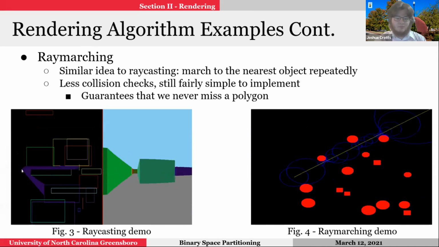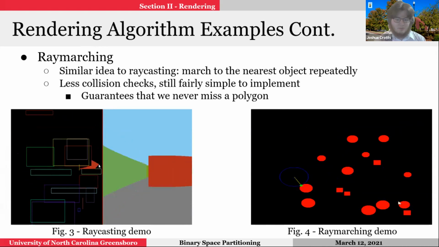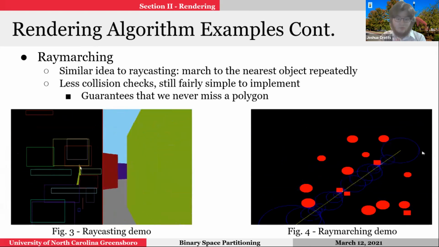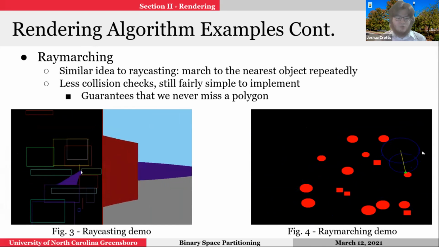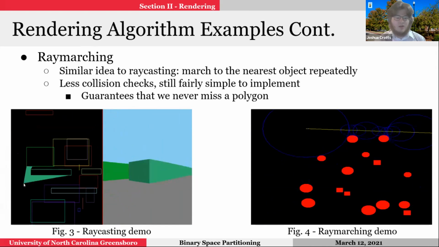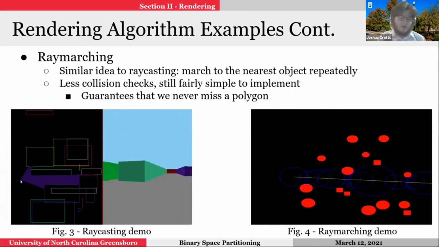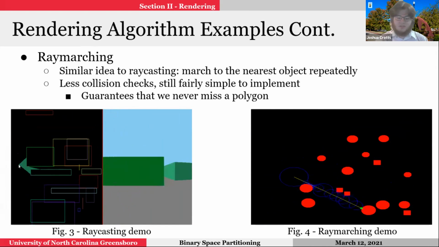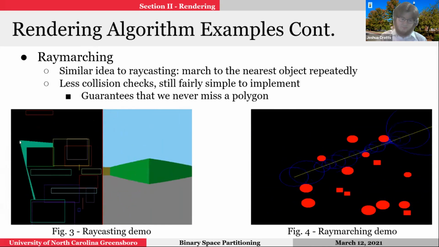So on the left here in figure 3, we see a ray casting demo that I've created, where the cursor designates our viewer, where the point of view starts, and a pseudo 3D scene is drawn. And on the right is a ray marching demo, where the yellow line is the single ray that's fired, and each circle is a step in the march.